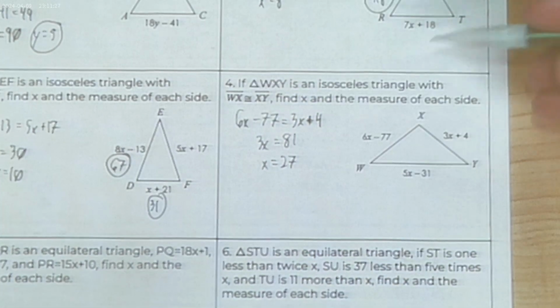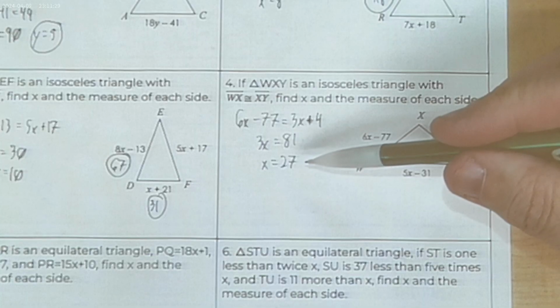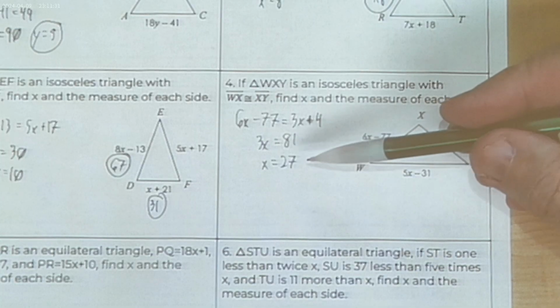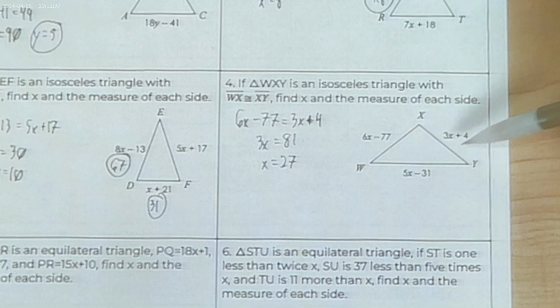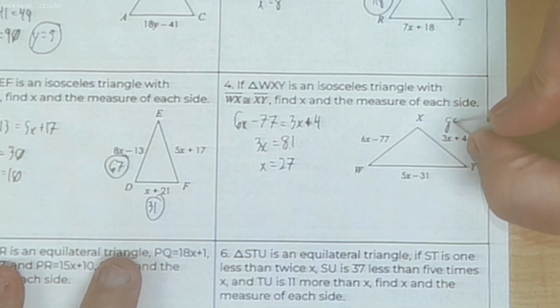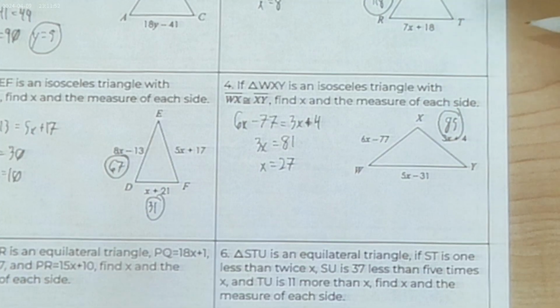All right. So again, I found x. I'm very happy that I found x. It's quite the accomplishment. But the question asks for the measure of each side. And it's an isosceles triangle, so I've got to solve each of the sides. 3x plus 4 seems like the easiest one to go for. So 27 times 3 plus 4 equals 85. All right, we're done with that one.